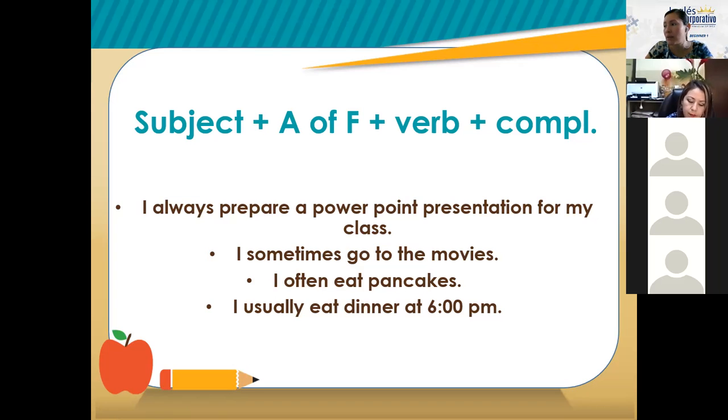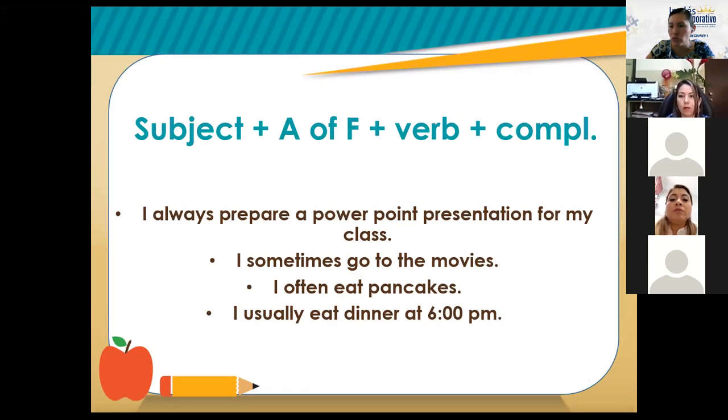So with negative statements, we're going to add the auxiliaries. ¿Cuáles son los auxiliaries? ¿Quién se recuerda para las negativas y para las preguntas? What are the auxiliaries? Do y does. Okay, para las preguntas. ¿Y para las negativas? Bueno, it's don't and doesn't, right? Cuando tenemos oraciones negativas con present simple, we're going to use don't and doesn't, right? That's going to be for negative statements, okay?